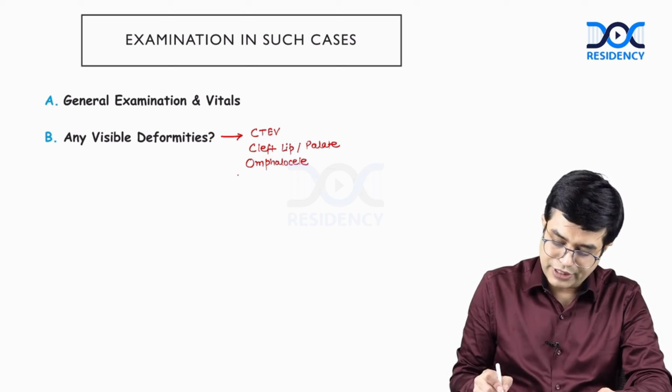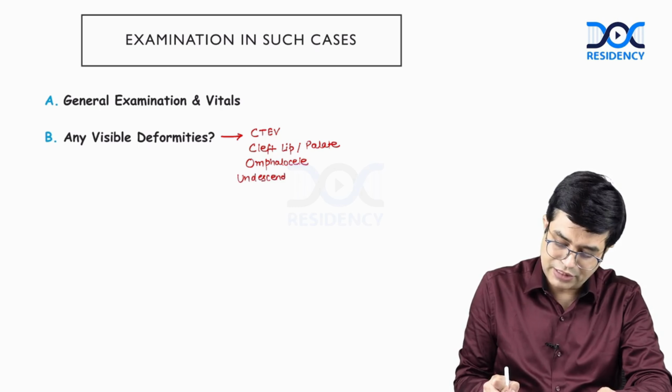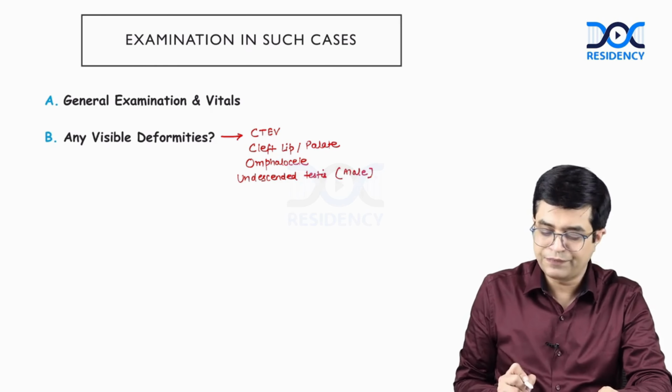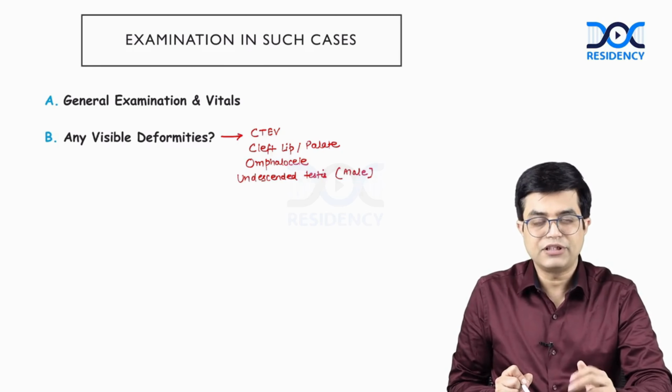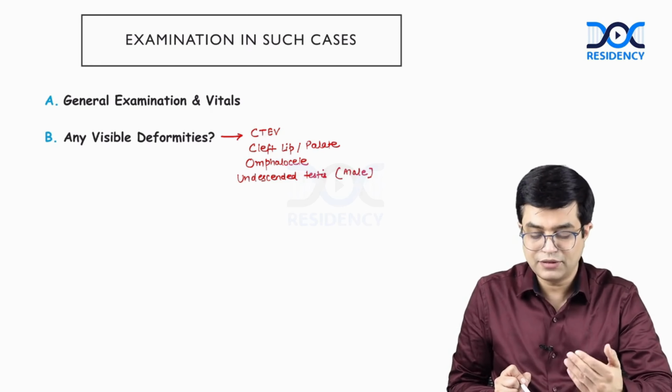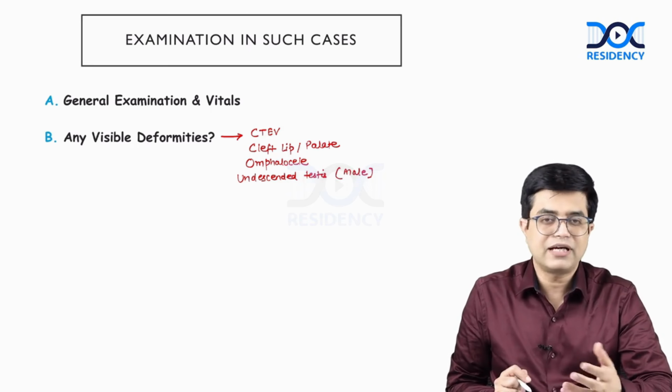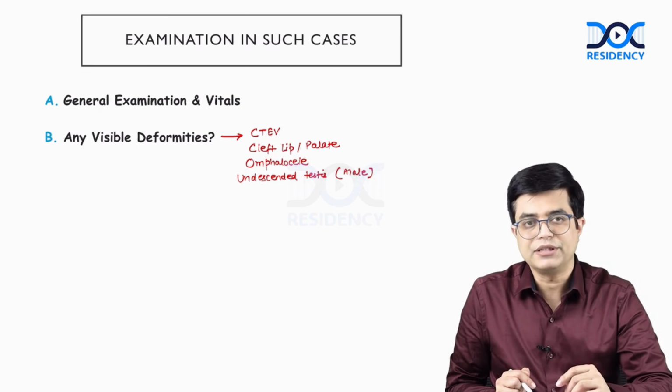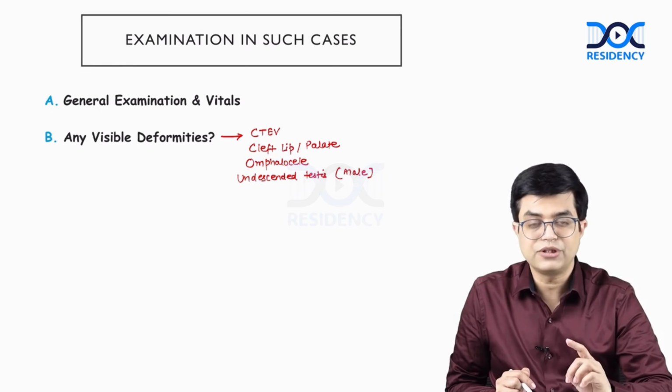You will watch out for any undescended testis in the patient, if it is a male child. So, undescended testis in a male child. It can be unilateral, it can be bilateral. These are the visible deformities which have been described and you must comment upon them. If they are absent, you can simply say no visible deformities. But if any of them is present, you need to mention it.